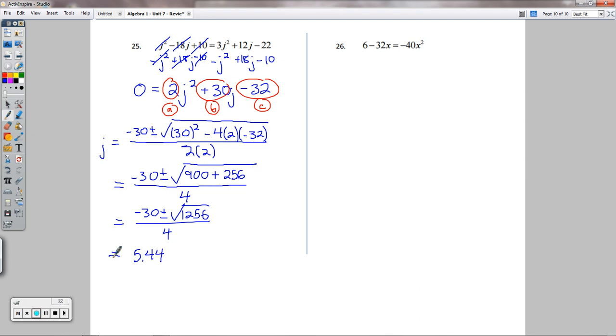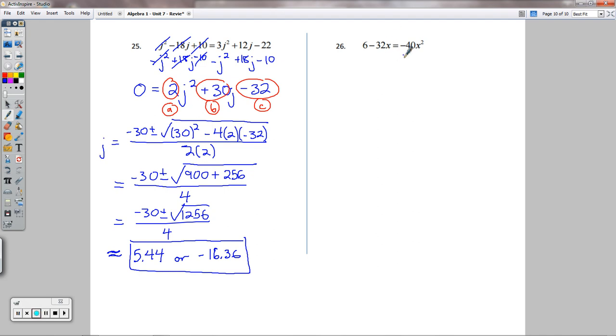This is an approximation, so I'm going to make that a little squiggly equal sign there. Or negative 30 minus the square root of 1256 over 4 is about negative 16.36. That's rounded to the nearest hundredth, the nearest 2 decimal places.